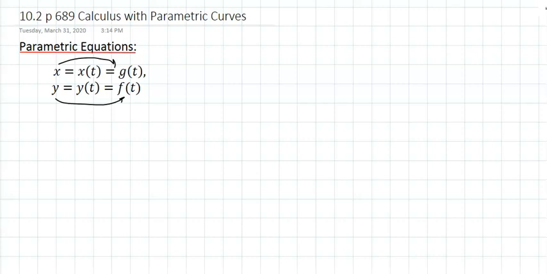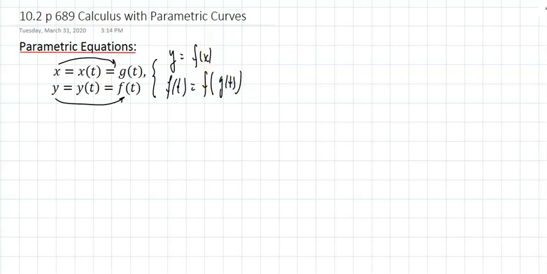Section 10.2 is on page 689, talks about calculus with parametric curves. I went back to 10.1 and stole the original definition. X is a function of t and y is a function of t. If I would like to take y, which is normally my f of x, and I would say, well, y is actually f of t, and x is g of t.